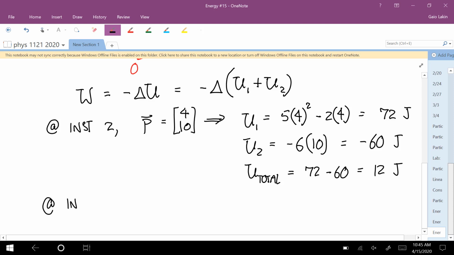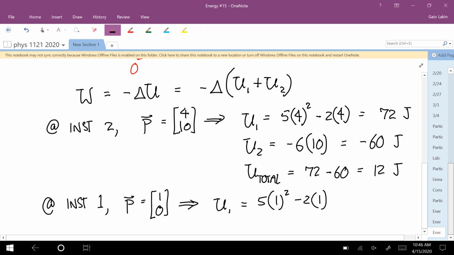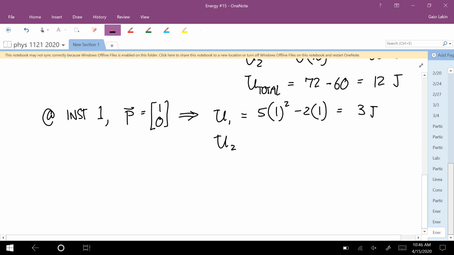And at instant 1, the position is (1, 0). So plug that into the U1 function. You get 5 times 1 squared minus 2 times 1, which is equal to 3 joules. The second potential energy function at the point (1, 0) is negative 6 times 0, so that's 0. And so U total is 3 plus 0, so 3 joules.